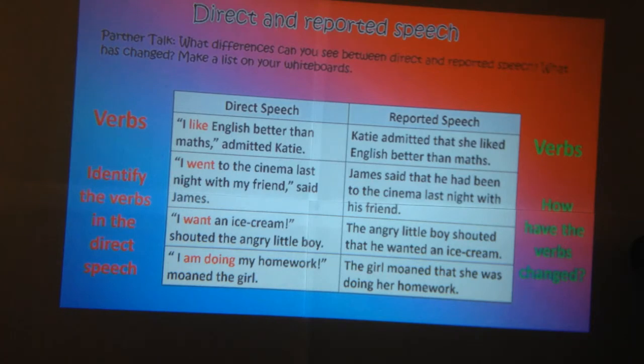Now what you should have seen, the difference between the red verbs in direct speech and reported speech, is that they've been put in the past tense. So Katie admitted that she liked. James said that he had been. That he wanted an ice cream. That she was doing her homework. So you can see that the verbs have changed. In direct speech they're in the present tense, but in reported speech they're in the past tense.